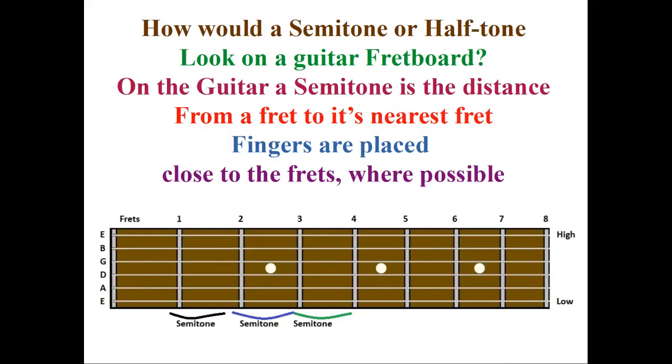How would a semitone or a half tone look on a guitar fretboard? Now, when we look at the guitar fretboard, we must imagine if you're playing the guitar, you've got the guitar on your lap, the fingerboard or the fretboard is pointing away from you. But in order to look at this fretboard, we turn it around 180 degrees. We spin it around on the neck, and therefore the low string is now at the bottom and the high string is at the top.